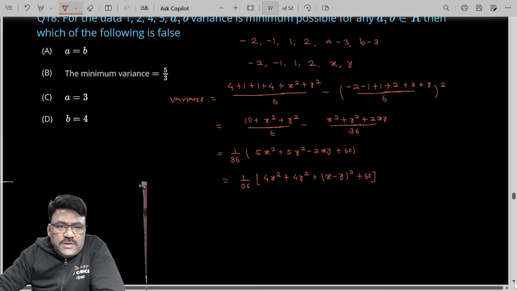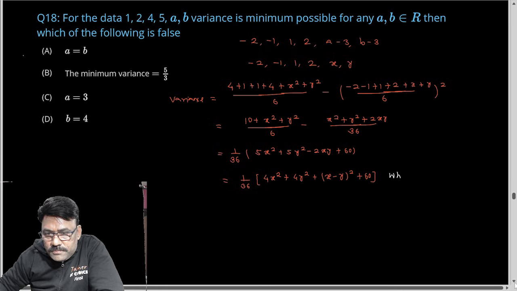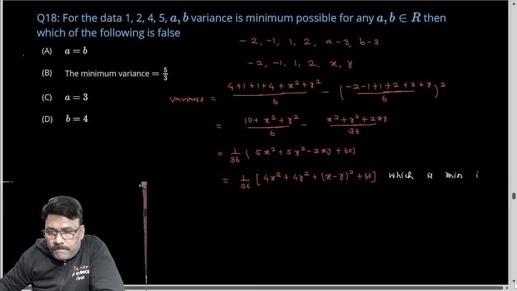And now you can see that it is clearly minimum. Being a square, it cannot be negative. The minimum will be 0. X minus y whole square can be minimum 0, and x square and y square can be minimum 0. So this is minimum when x is equal to 0, y is equal to 0.